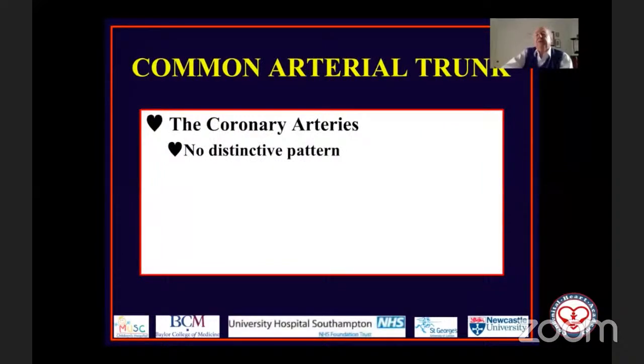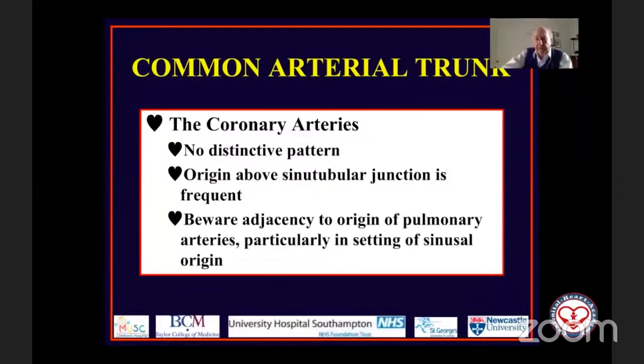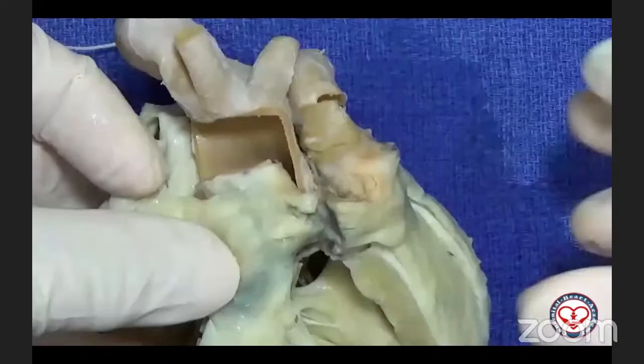Now let's come back to the third part of the circulations. You remember, a common arterial trunk is defined on the basis that it supplies directly the systemic, the pulmonary, and the coronary arterial pathways. The potential problem for describing the coronary arteries is there is no distinctive pattern. Oftentimes, they take their origin above the sinotubular junction. You need to take particular care in describing the arteries when the pulmonary arteries themselves take origin within a truncal valvar sinus.